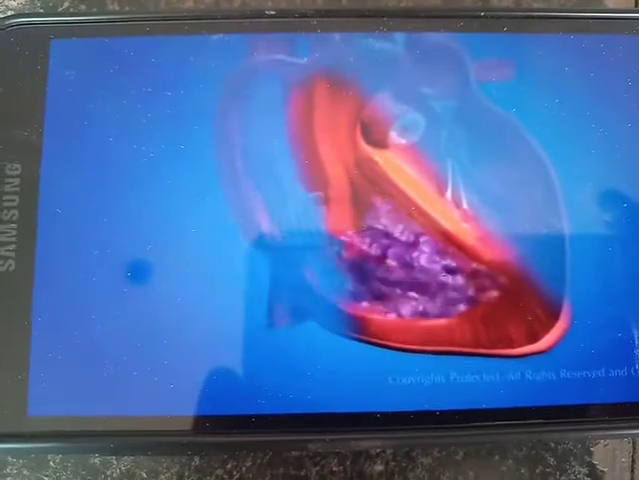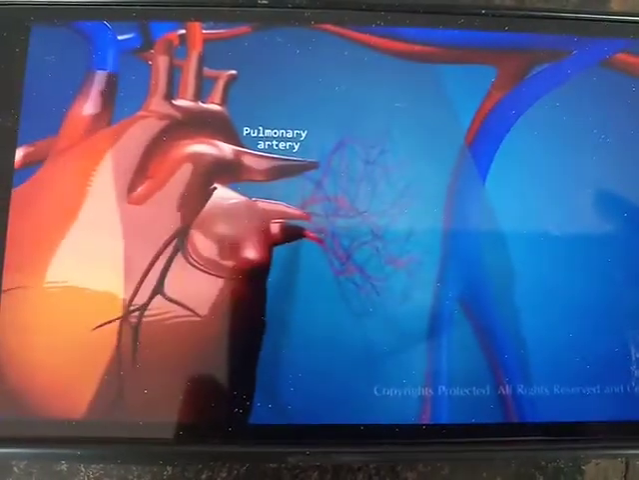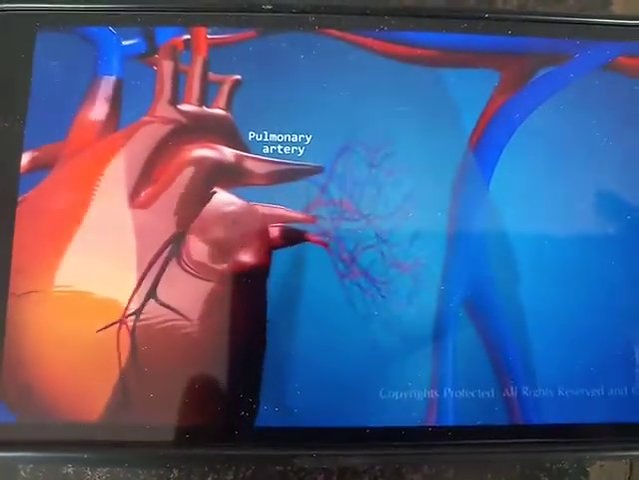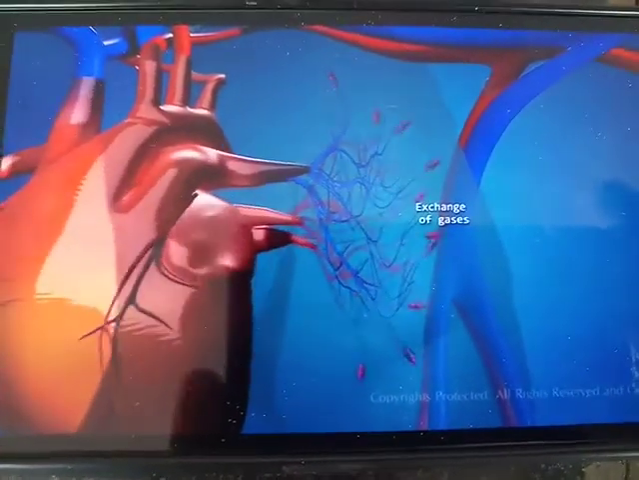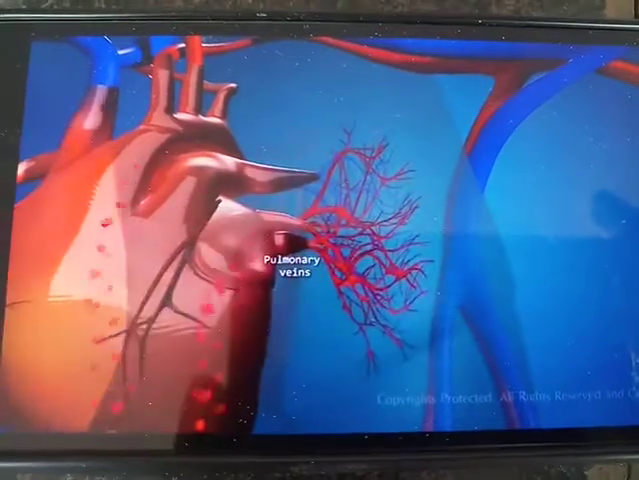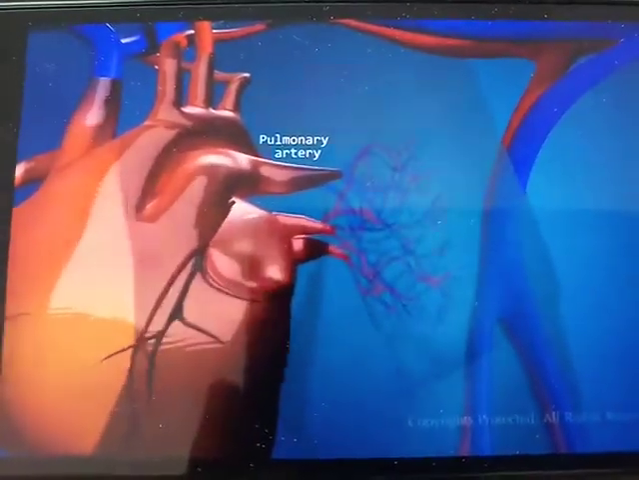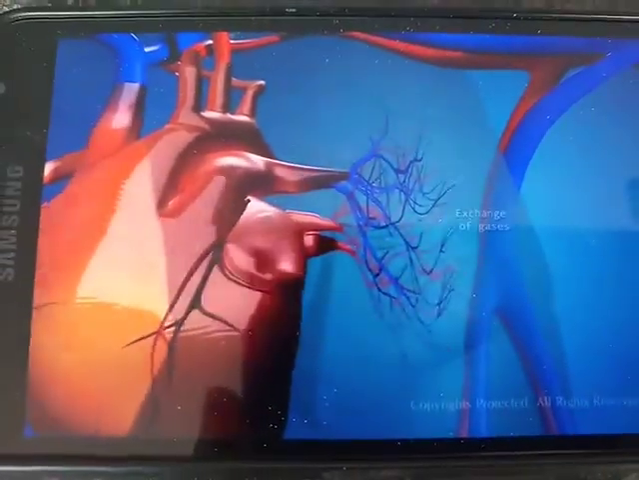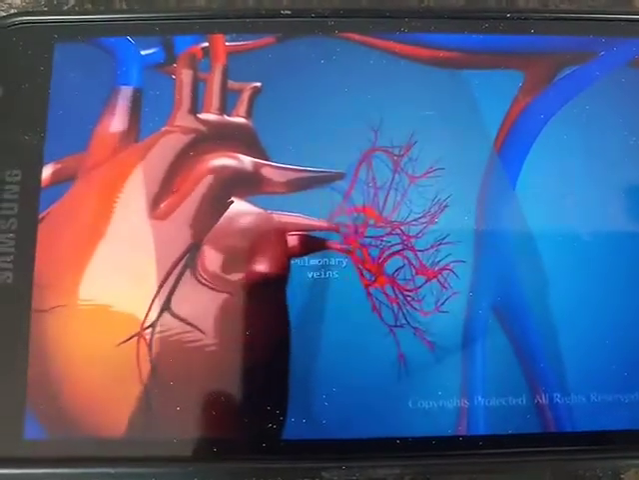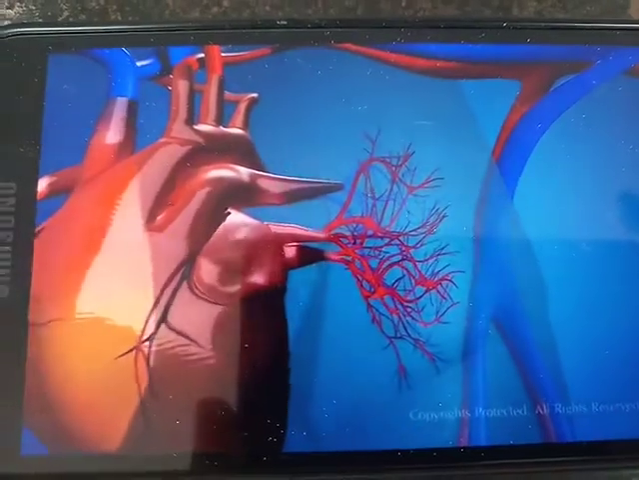Once the right ventricle is filled, it contracts and pumps the blood into the pulmonary artery. This pulmonary artery carries the impure blood to the lungs, where the purification of blood takes place. Like this, the blood is transported in our body. Both oxygenated and deoxygenated blood enter into the heart separately. Hence, it is also called double circulation.